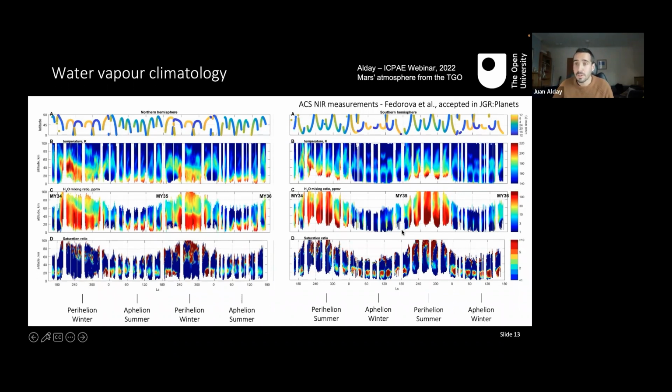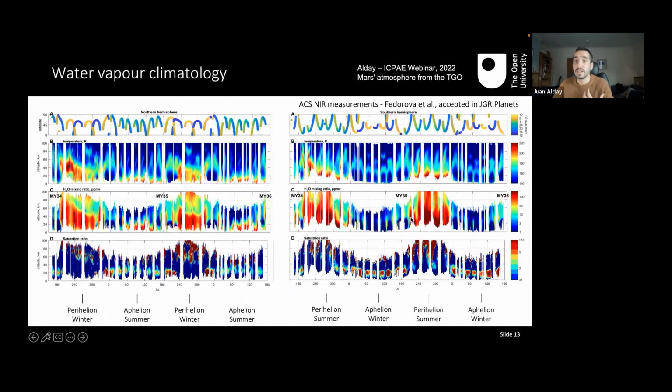We observe high water abundances, but these are not confined below 20 kilometers. There are high water abundances up to 100 kilometers or even 120 kilometers. And not only do we observe this in the summer hemisphere, the southern hemisphere, but indeed the stronger circulation during this period actually transports water to the northern hemisphere as well, in which we can observe high water abundances, even though it's the winter season in this hemisphere.